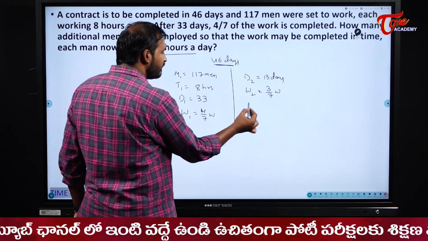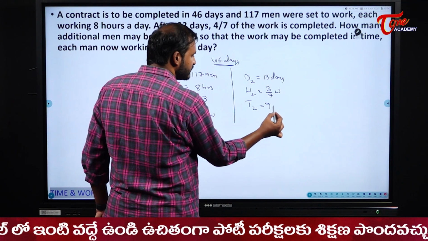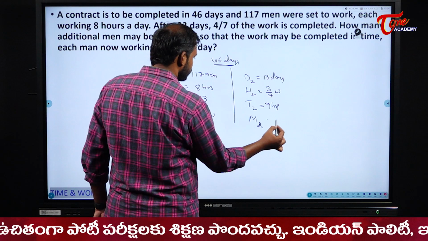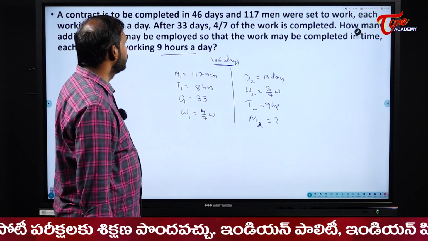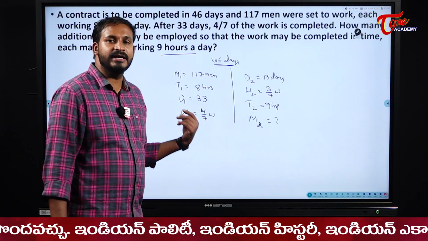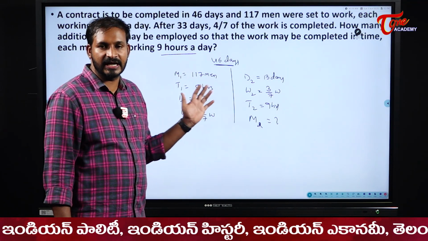They are working 9 hours a day. So, T2 is 9 hours. And we need to find what is M2. Additional men. They are asking us additional men, but first of all we will find M2, and from that we can easily write the additional men.